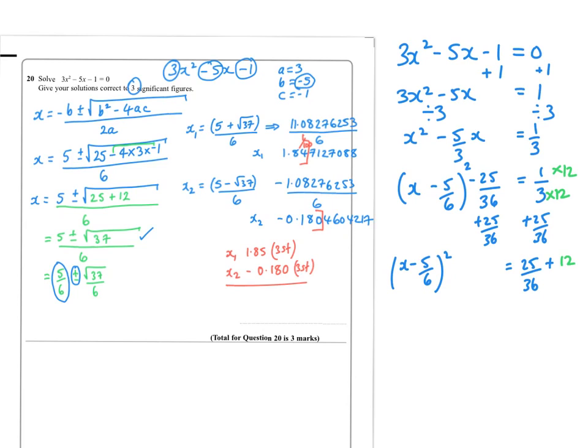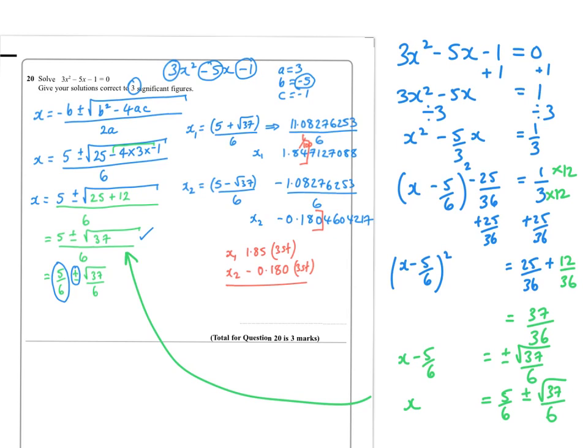So you'd have 12/36, and there you get your 37 coming in. And now you can square root both sides, so you'd have x minus 5/6 is plus or minus the square root of 37/6, and then just add 5/6 to both sides. So you'd have 5/6, which is the line of symmetry, plus or minus root 37 over 6, which is what we had over here.